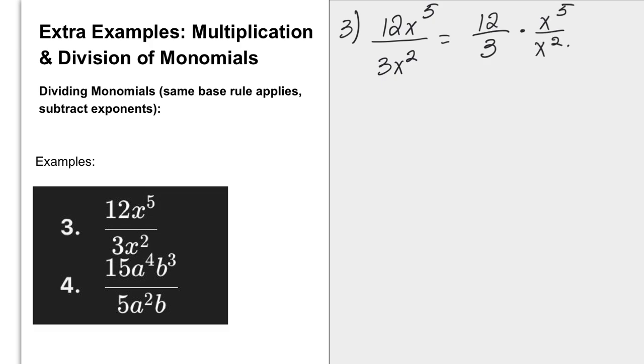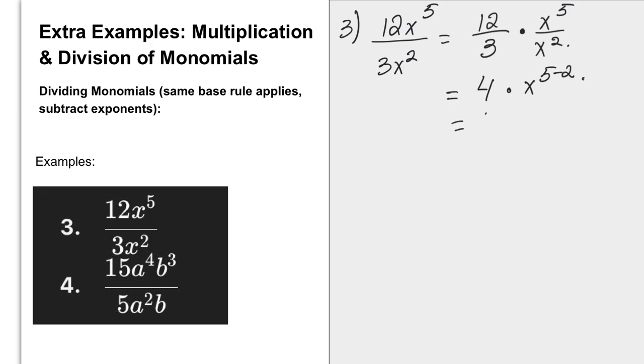I'm not doing anything different. 12x to the 5th power means 12 times x to the 5th power, and same goes for 3x to the second power. It's 3 times. So I'm just going to put that times in the middle. It first says divide monomials. Okay, we're dividing 12 divided by 3 equals 4. And then we're going to subtract the exponents. I'm going to show that.